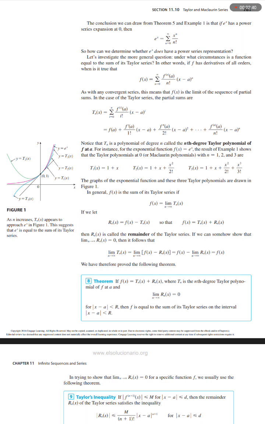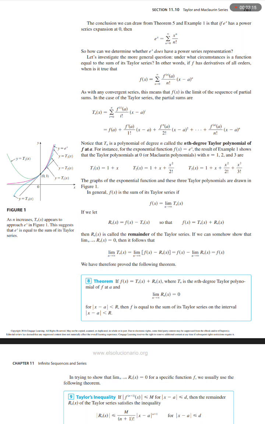Let's investigate the more general question: under what circumstances is a function equal to the sum of its Taylor series? In other words, if f has derivatives of all orders, when is it true that f(x) equals the sum from n equals 0 to infinity of the nth derivative of f at a over n factorial times (x minus a)^n?